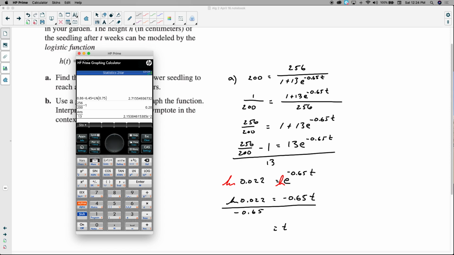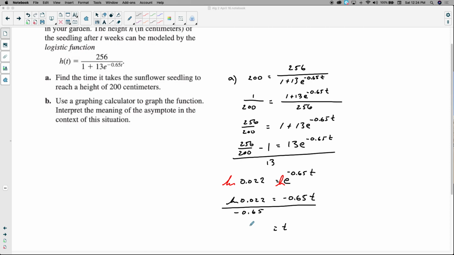So let's see. I've got the natural log of this 0.022, which was the previous answer. So now I'm just going to go and grab answer. So now it's more precise. Divided by negative 0.65. I type all that correct? Good there. And it looks like 5.9 is what I'm going to go for. 5.9 weeks. Okay, so great. We're at 200 centimeters after just about 6 weeks.